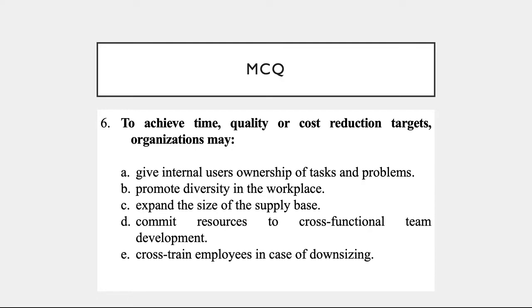And here the answer is D. And this can be done by operating concurrently rather than sequentially. So having cross-functional teams will help us work or operate concurrently. And this, of course, will achieve time, quality, and cost reduction targets.